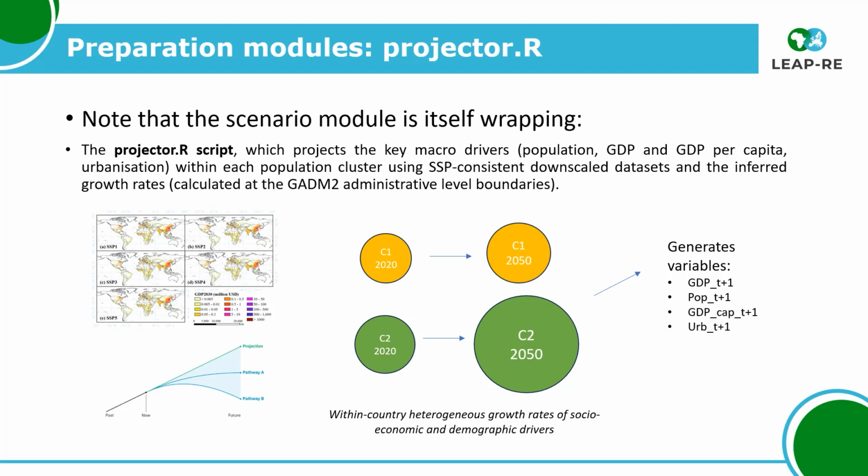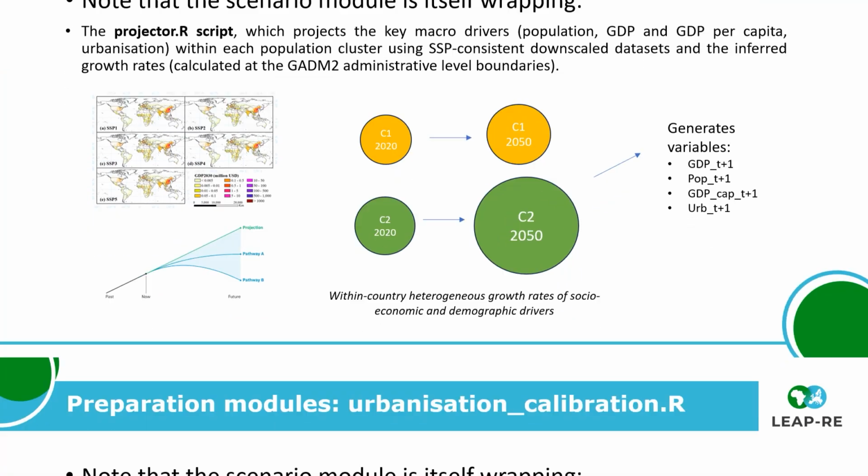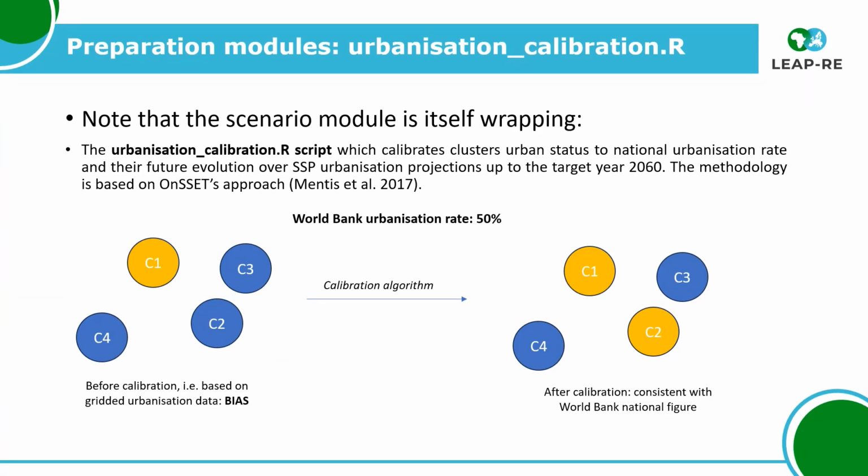So based on this scenario, not all regions and provinces in a country are growing at the same rate, but they are changing in different ways, and this is represented by this model and this script. The urbanization calibration script is also part of the scenario model, and it calibrates clusters into urban or rural, calibrating from the national urbanization rate and its future evolution over the SSP urbanization projections up to the target year of the model, which is by default 2060.